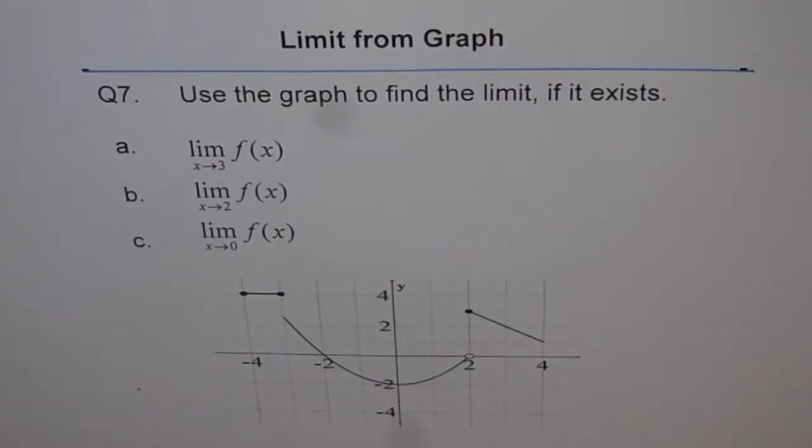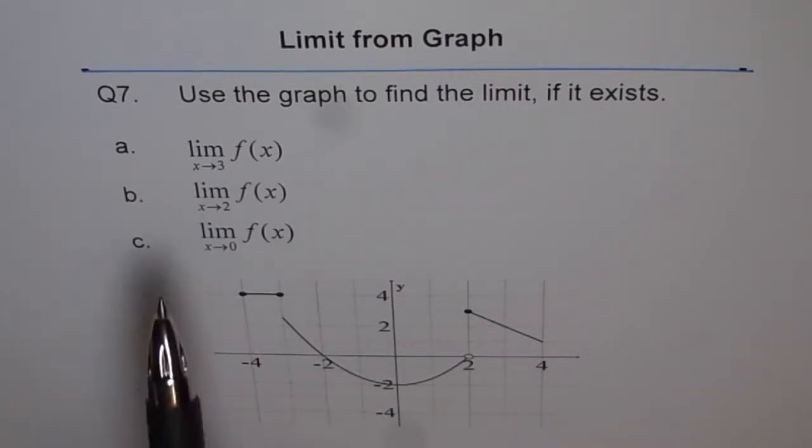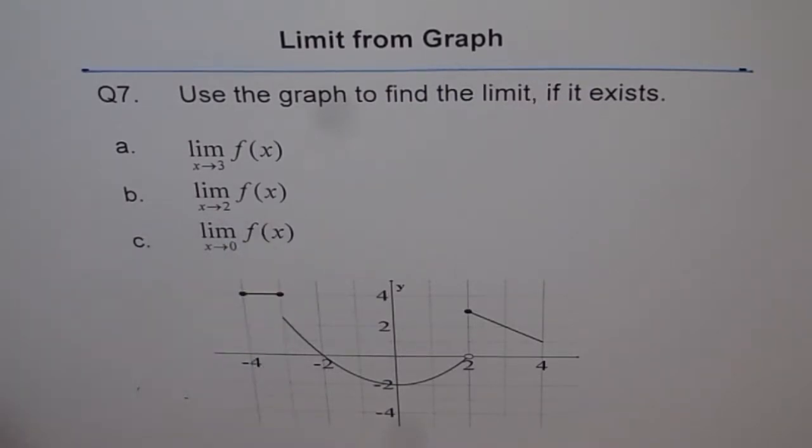Limit from graph. Question 7. Use the graph to find the limit if it exists. A. Limit of the function when x approaches 3. B. Limit of the function when x approaches 2. And C is limit of this function when x approaches 0.